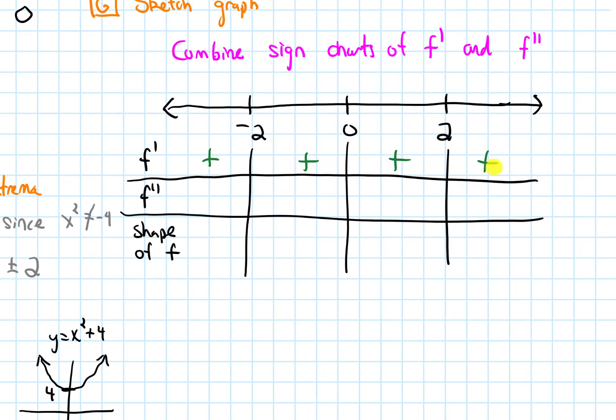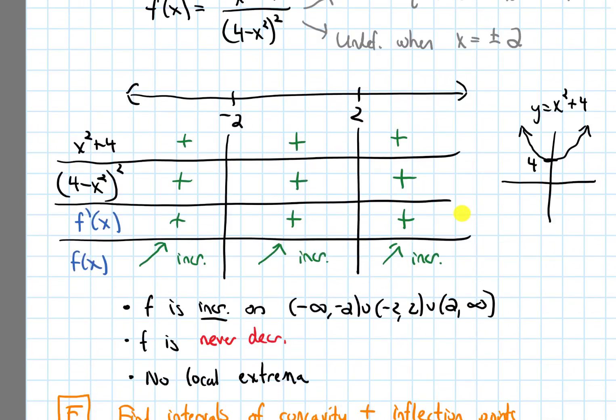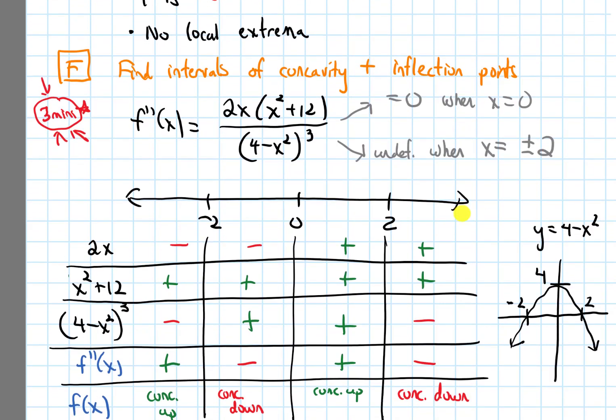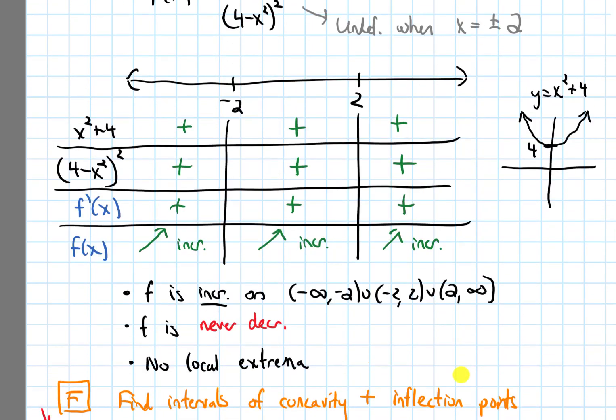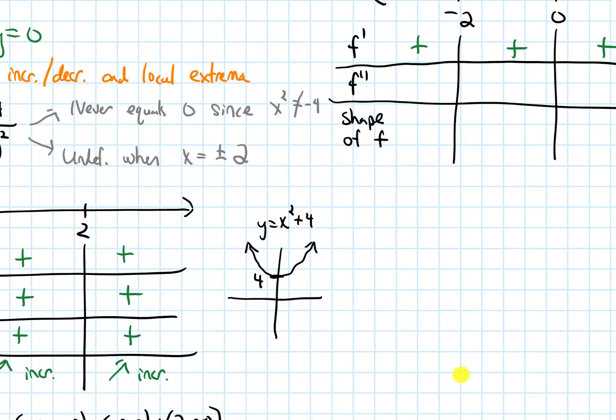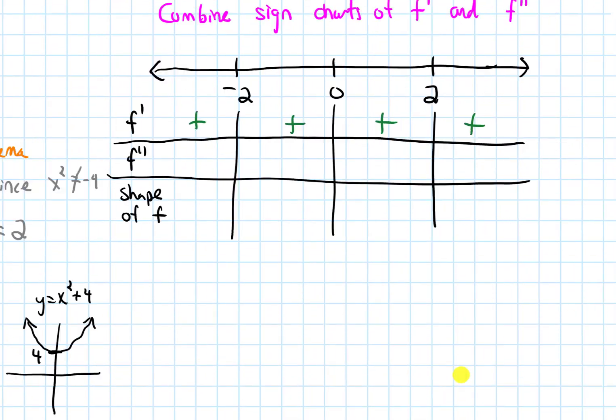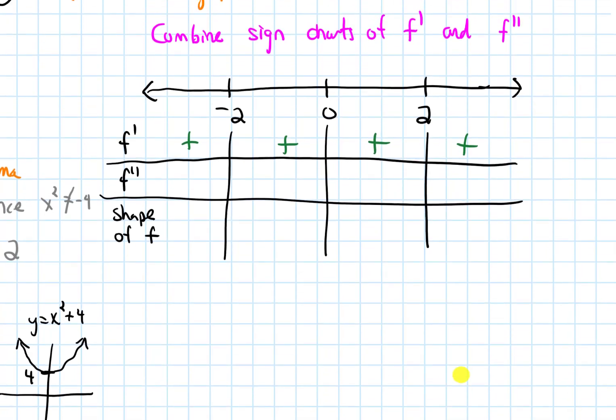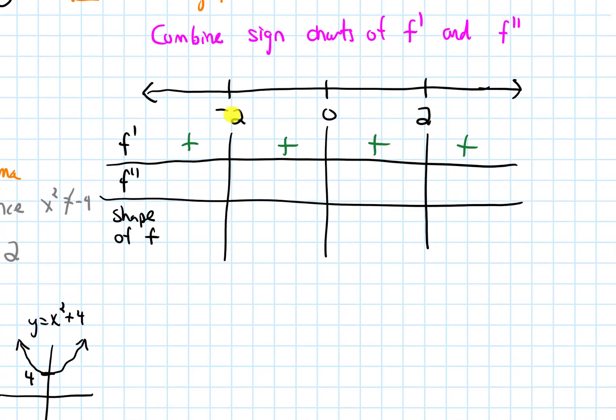Positive everywhere. And for the second derivative, let's see, this one I think alternated. So it started off positive and then went positive, negative, positive, negative. And I can just do that same thing here because the tick marks in this number line ended up being exactly the same. Okay, so I get positive, positive here, and then the other two are negative to alternate.